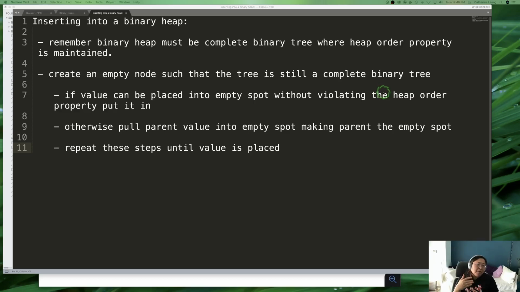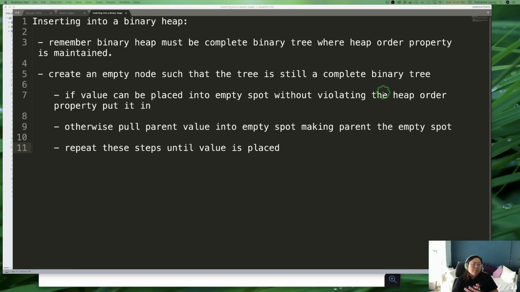Now, remember that a complete binary tree means that we fill in the nodes from top to bottom, left to right. So we cannot create a node on a lower level before we finish putting in every possible node in the level above. And we also have to put them in from left to right. Okay, so this is really important. This is something that we're going to be doing when we do the insertion. Okay, so let's walk through this algorithm together.